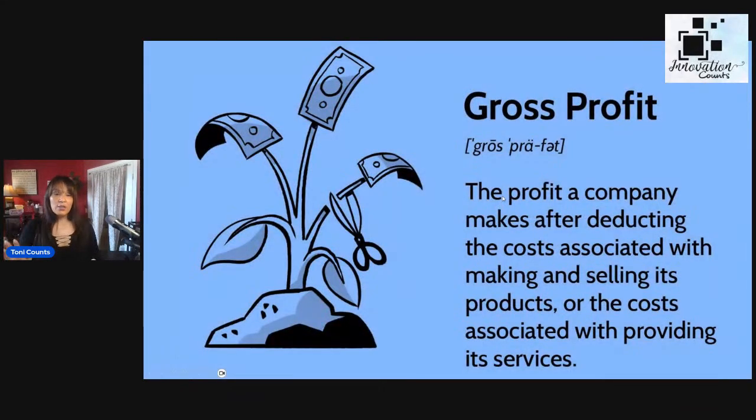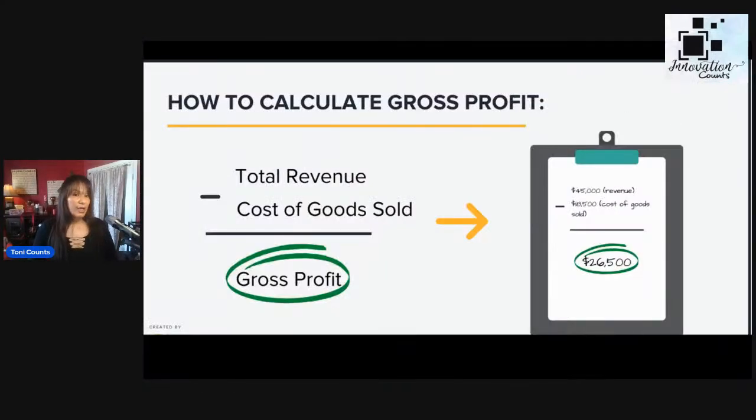All right. Once we have your operating revenue and then we take out the cost of goods sold or your cost of services, then you're left with your gross profit. Your gross profit is the money that you make after deducting those costs associated with selling your product. And this is how you calculate gross profit. You take your total revenue minus your cost of goods sold or cost of sales, and whatever you're left with, that's your gross profit.